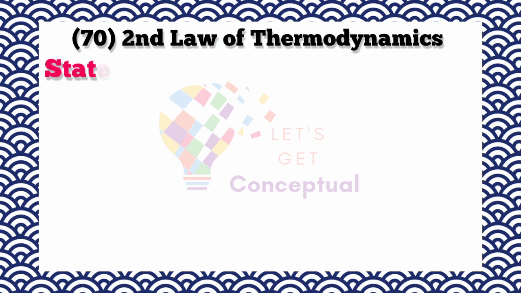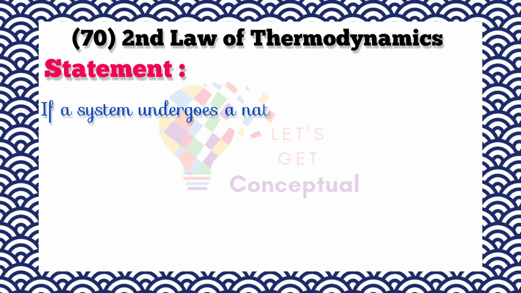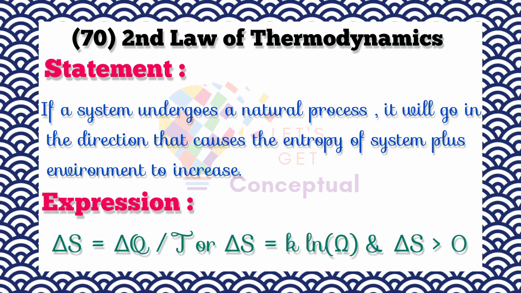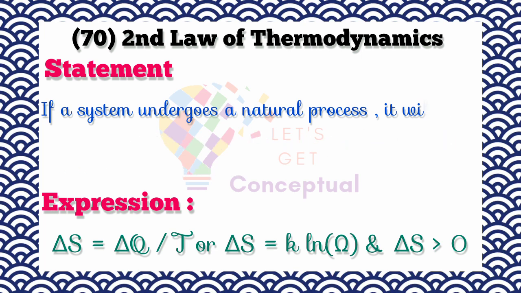Number 70. Second law of thermodynamics. Statement: if a system undergoes a natural process, it will go in the direction that causes the entropy of a system plus environment to increase. Expression: ΔS equals ΔQ divided by T, or ΔS equals k ln Ω, and ΔS is greater than 0.